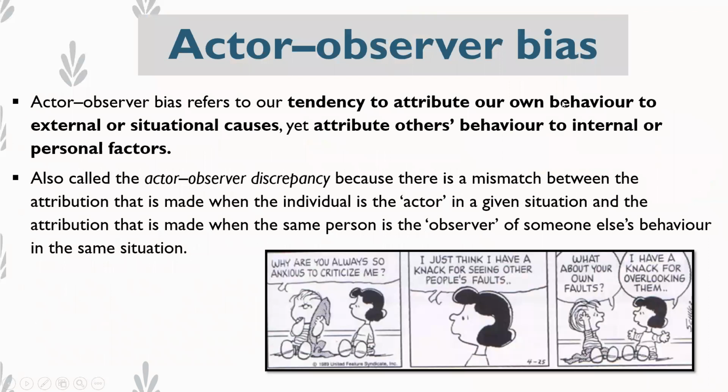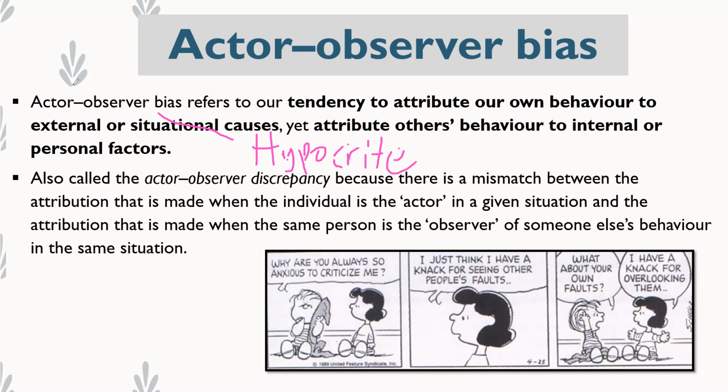The actor-observer bias is another type of faulty attribution. Actor-observer bias is this tendency for us to attribute our own behavior to external or situational causes, and yet attribute others' behavior to internal or personal factors. Sometimes when we go through this topic, I often think of someone who shows the actor-observer bias as someone you would call a hypocrite. I'll give you an example.